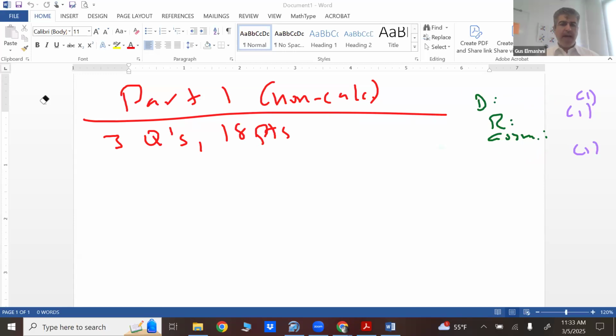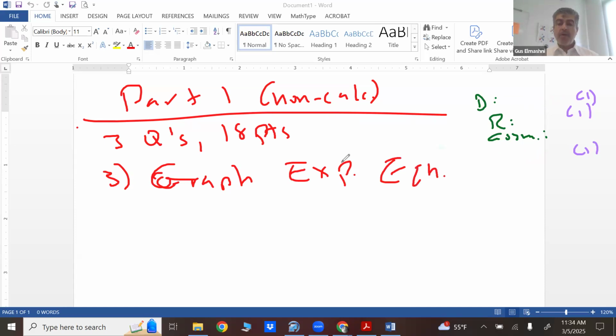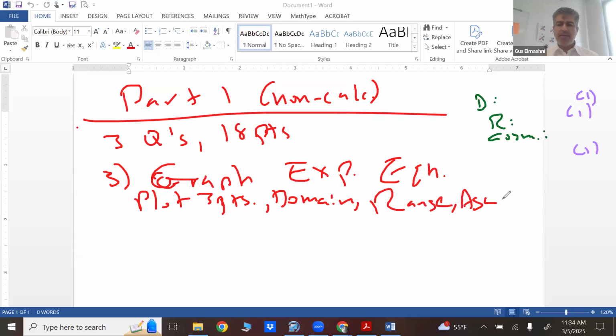Okay, this is the last one. Now, this one will serve, guys, quiet, please. This will be a graph, as Nathan mentioned a few minutes ago. Graph exponential equation. Plot 3 points. I want domain, range, and asymptote. Okay, guys, quiet, please. Thank you. Give you a good example.